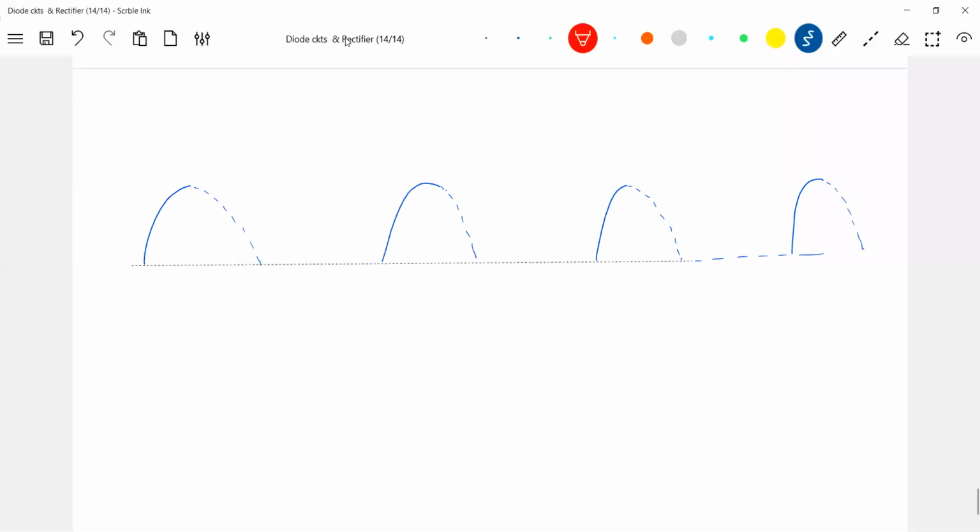I'll just give color, it'll be easy for us. Charging, discharging one. This is our signal VL, and this is the peak.